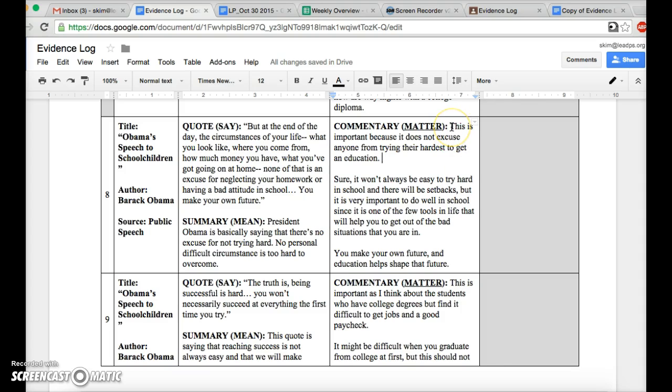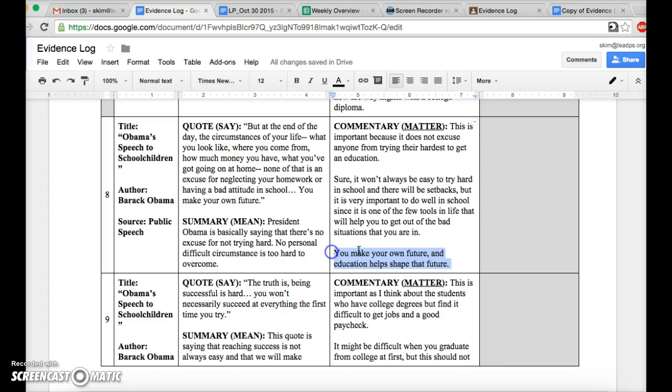Here's an example of thoughtful commentary about that quote. "This is important because it does not excuse anyone from trying their hardest to get an education. Sure, it won't always be easy to try hard in school and there will be setbacks, but it is very important to do well in school since it is one of the few tools in life that will help you to get out of the bad situations that you are in. You make your own future, and education helps to shape that future."